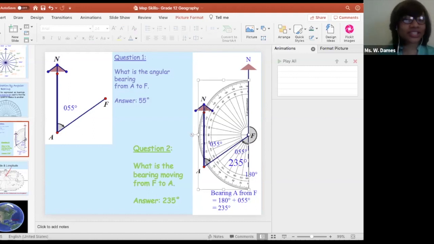So do I have any questions there? I just want to quickly move on to something else. So this is finding direction using angular bearings, and of course you need your protractor for this.